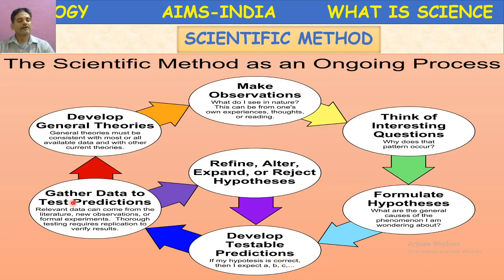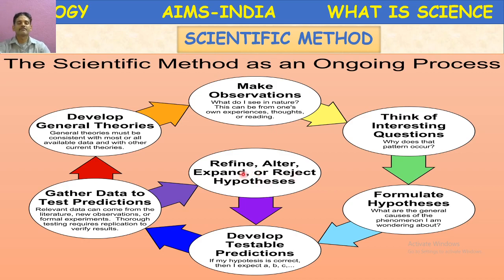The next, gather data to test predictions. Once again, you have to gather the relevant data. It can come from the literature, new observations, or formal experiments. Thorough testing requires replication to verify results. Again and again you have to do. You have to verify. Then you will gather the data to test the predictions. Okay, those predictions may involve refine, alter, expand, or reject hypothesis.